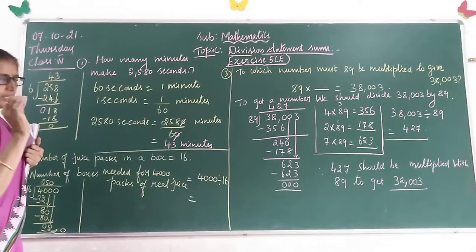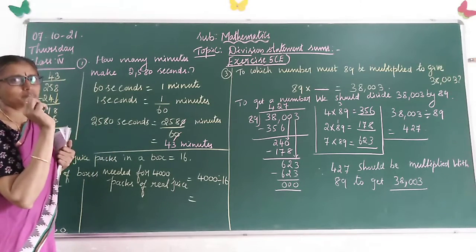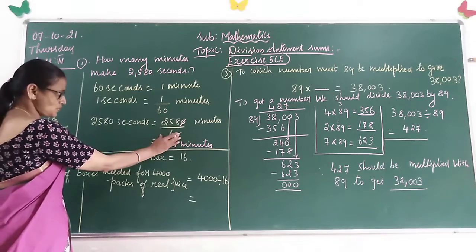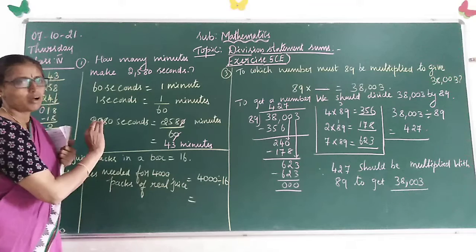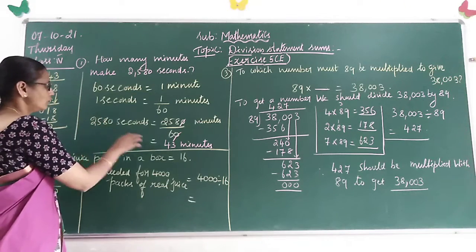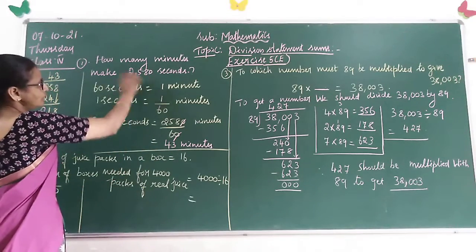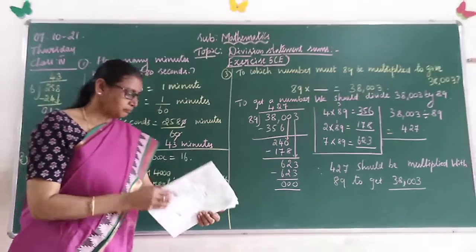You should divide 2580 by 60. When you divide, you will get how many minutes are there in 2580 seconds. So 43 minutes are there in 2580 seconds. Okay, children. Now second sum.